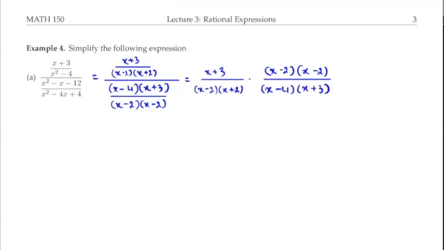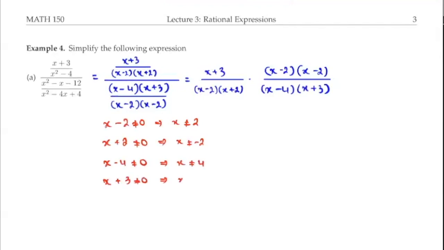Conditions. So here you get that x minus 2 different from 0 implies that x different from 2. X plus 2 different from 0 implies that x different from negative 2. X minus 4 different from 0 implies that x different from 4. X plus 3 different from 0 implies that x different from negative 3.